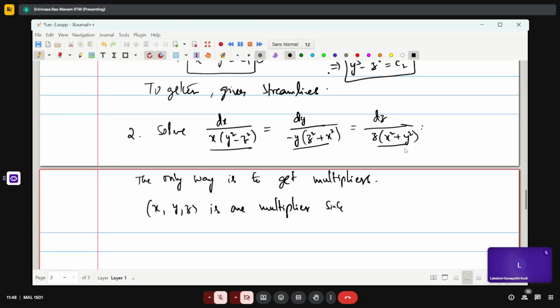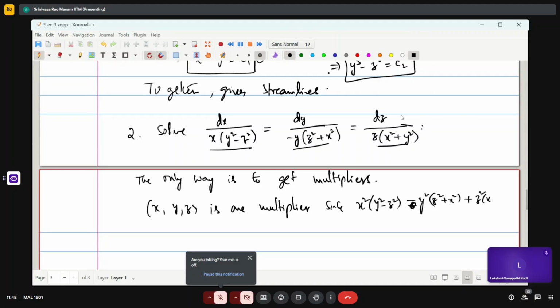The reason is x into this one will give you x square y square minus z square, and y into minus y gives minus y square z square plus x square, and here plus z square into x square plus y square. If you look, this is actually 0. So this implies it is a multiplier.